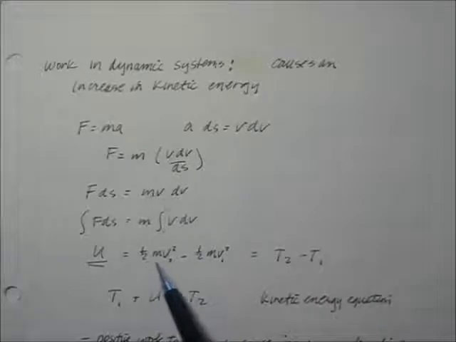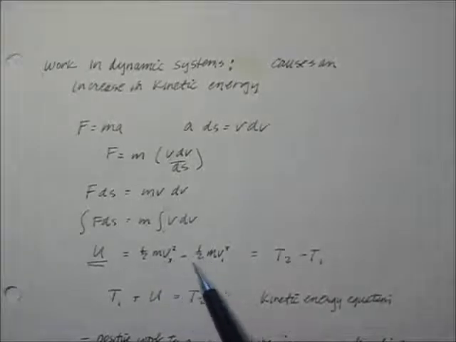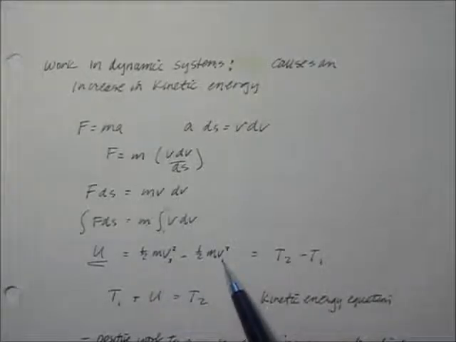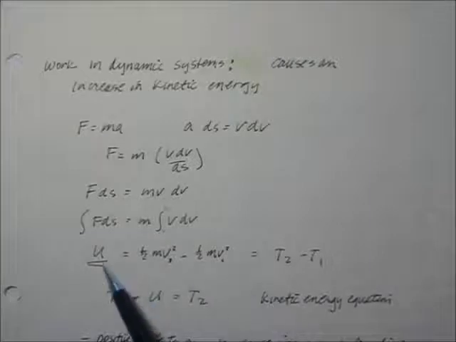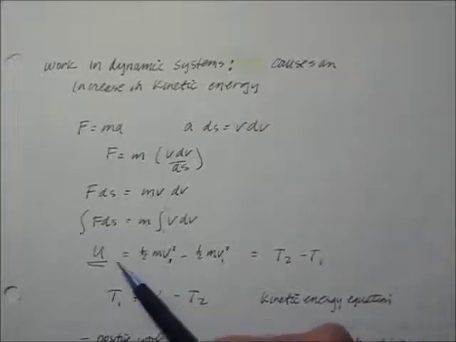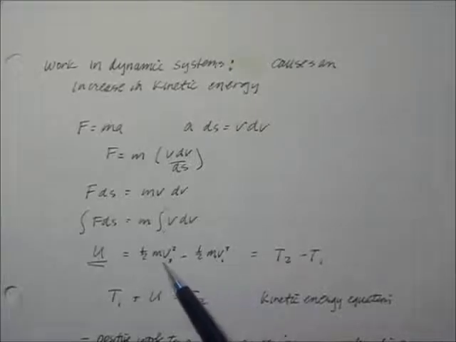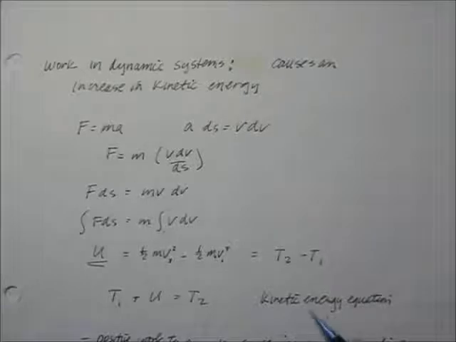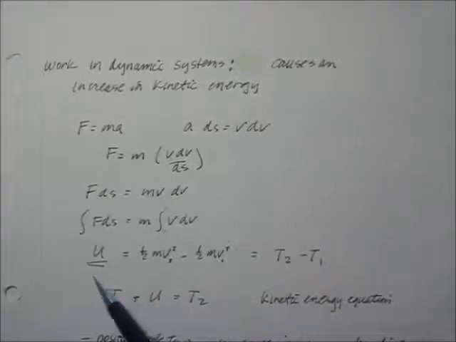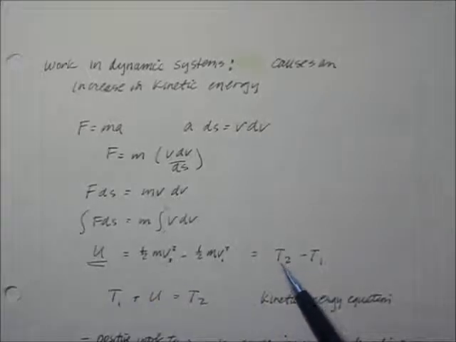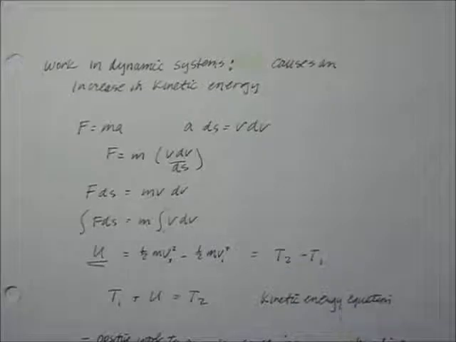So I can say that 1/2 mv₂² minus 1/2 mv₁² is what we are doing with our work. In other words, the work causes the change in those two terms, and 1/2 mv² you'll probably recognize as kinetic energy. In our book, we'll refer to kinetic energy with the capital letter T. So basically it says that U will cause changes in kinetic energy, T2 minus T1.